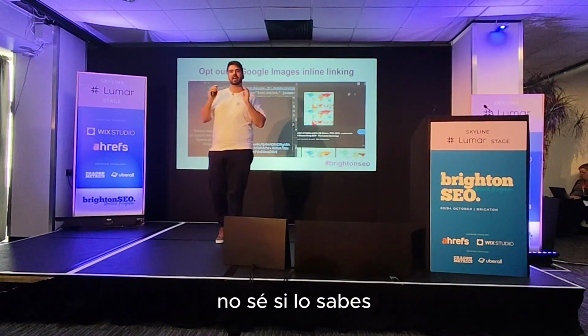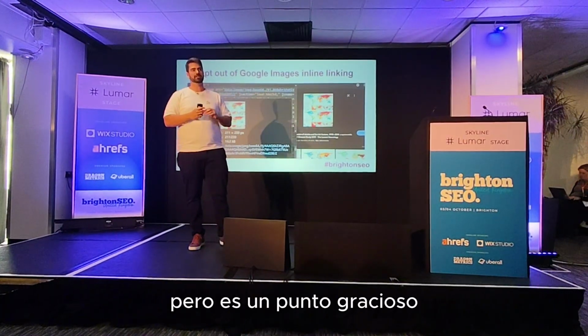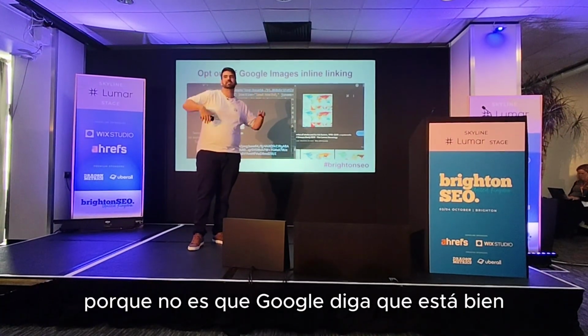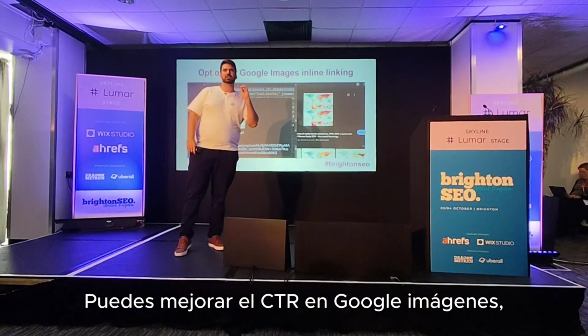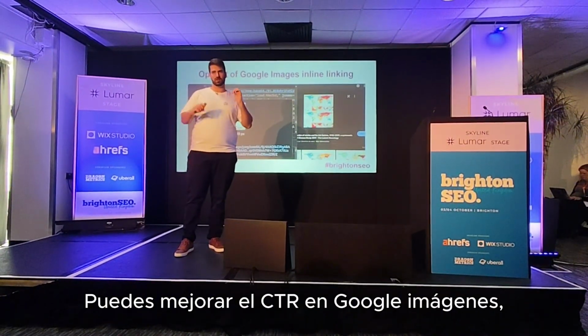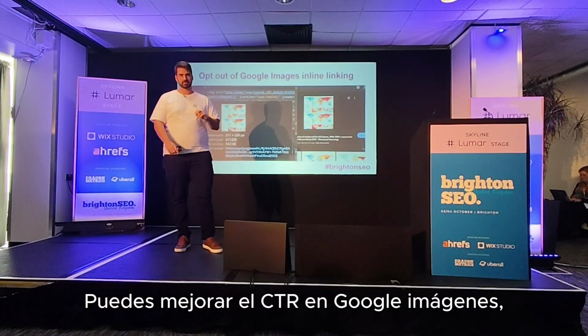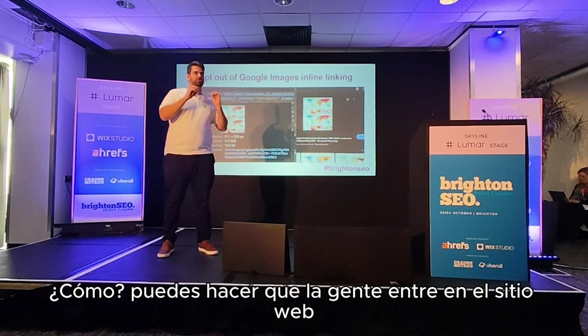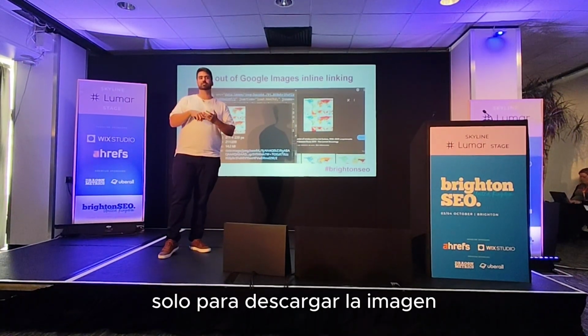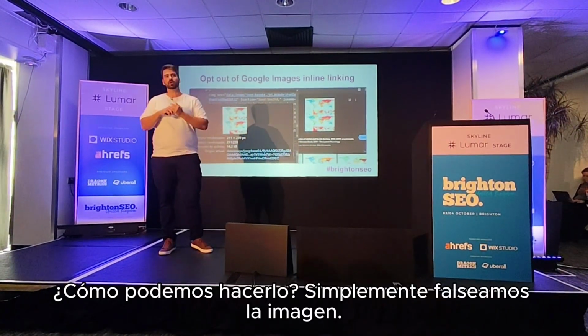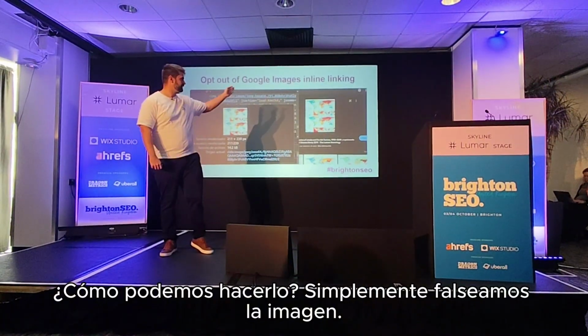I don't know if you know it, but it's a funny point, because it's not that Google just says it. It's in their documentation that, for example, you can improve the CTR of your Google image. How? You can make people enter the website just to download the picture. How can we do it? We just fake the picture.